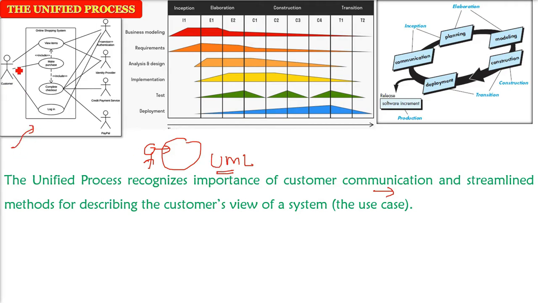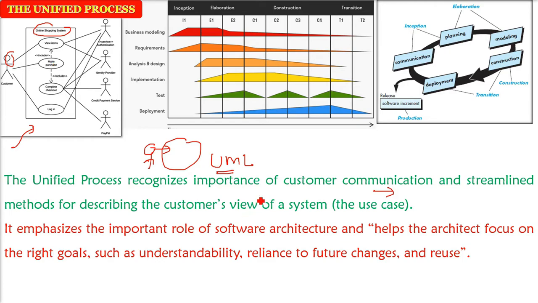So this is one example of a use case, the online shopping system: how the user or the customer will interact with the system, and other stakeholders, other people who are directly or indirectly related with the software, how they are going to see the system and interact with the system. Okay.